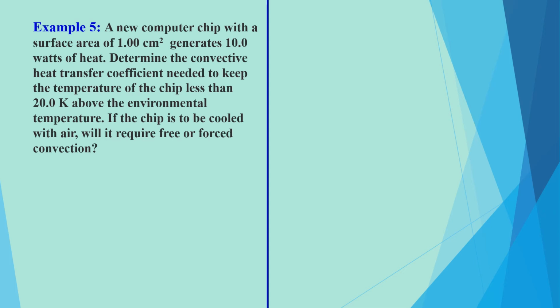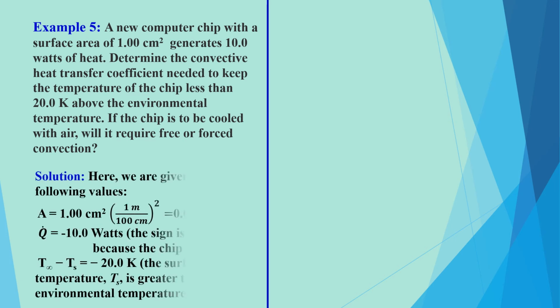Let us continue with the examples. Example number 5. A new computer chip with a surface area of 1.00 centimeters squared generates 10.0 watts of heat. Determine the convective heat transfer coefficient needed to keep the temperature of the chip less than 20.0 Kelvin above the environmental temperature. If the chip is to be cooled with air, will it require free or forced convection?